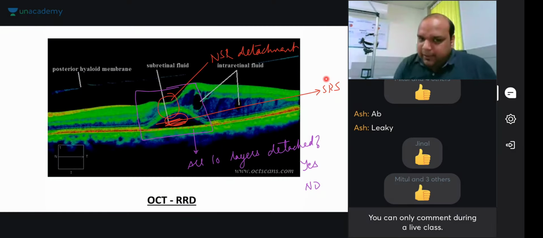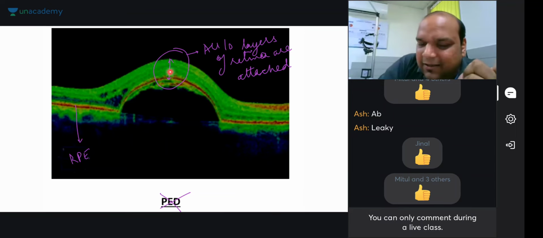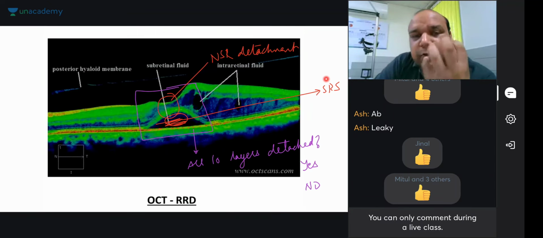Sensory retina detachment. Am I getting again? See the images. See this, all 10 layers detached. Now see this, only neurosensory retina detachment. So this is what OCT enables us to do.